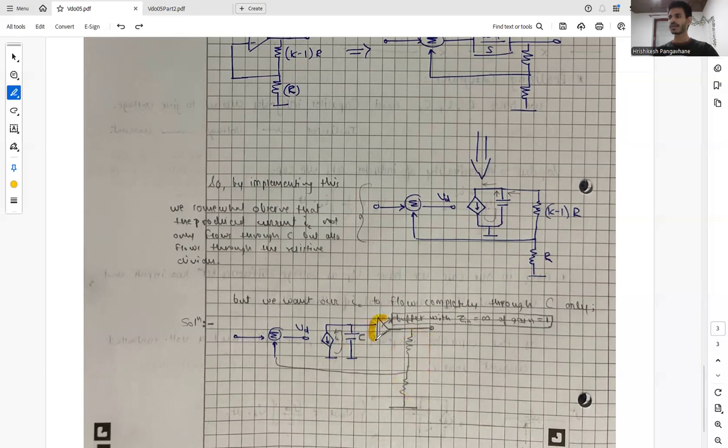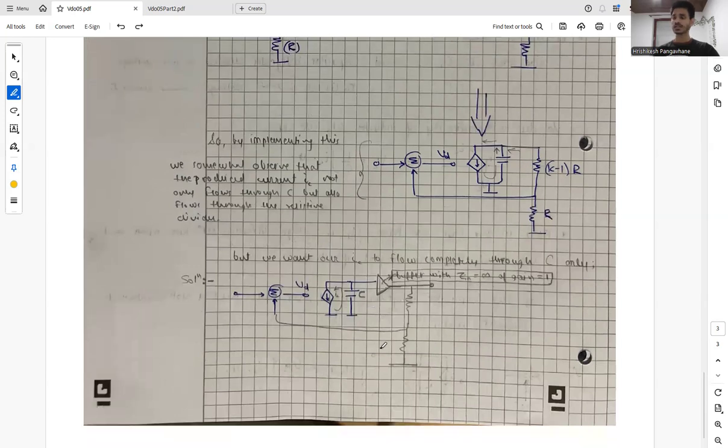A buffer is basically something that offers an input impedance of infinity and has a gain of 1. So this is the realization of the integrator at block level, and we will discuss each of its components in real detail in our upcoming videos.